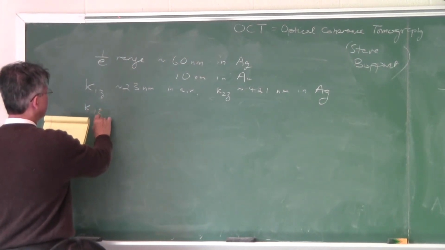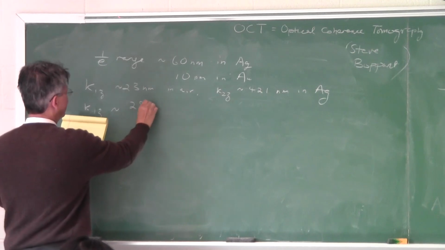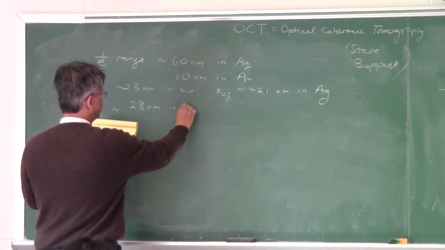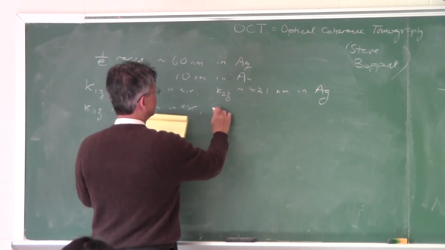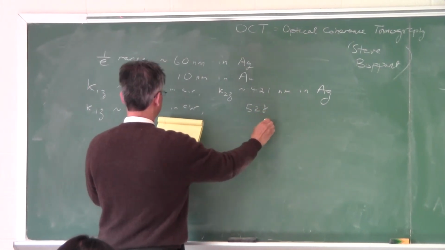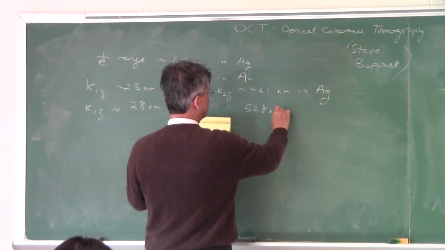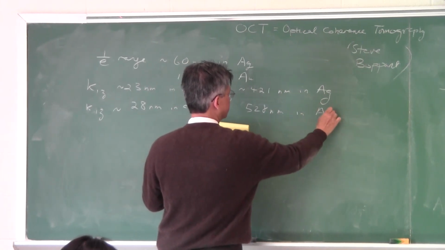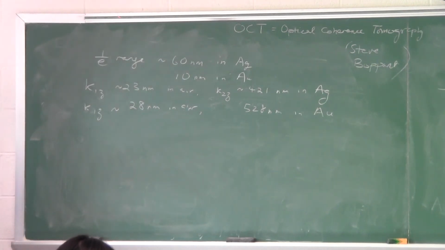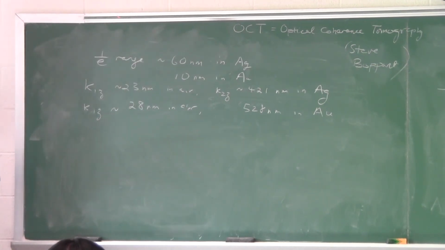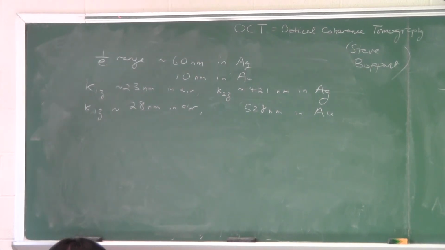K1Z is about 28 nanometers in air, and then 528 nanometers in the metal. I hope I didn't have these two reversed. So these are some of the numbers that are on the order of nanometer dimensions.